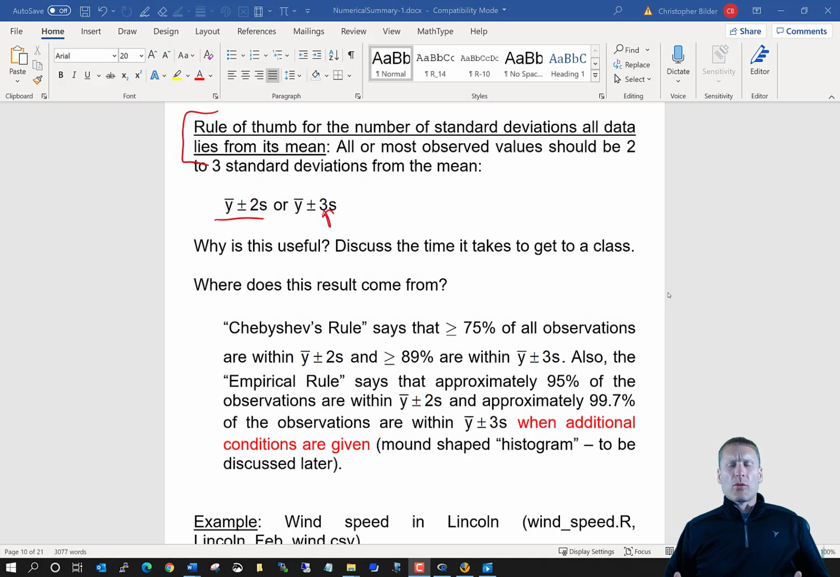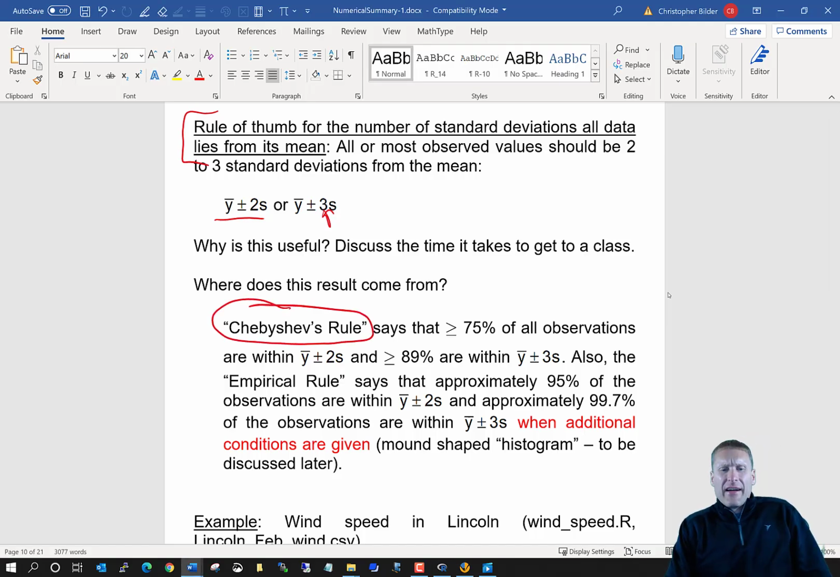Well, where does this rule of thumb come from? Actually, it comes from 2 other rules. The first one is Chebychev's rule. I think Chebychev, if I remember right, was a Russian mathematician a long time ago, and sometimes you'll see different spellings of his name.